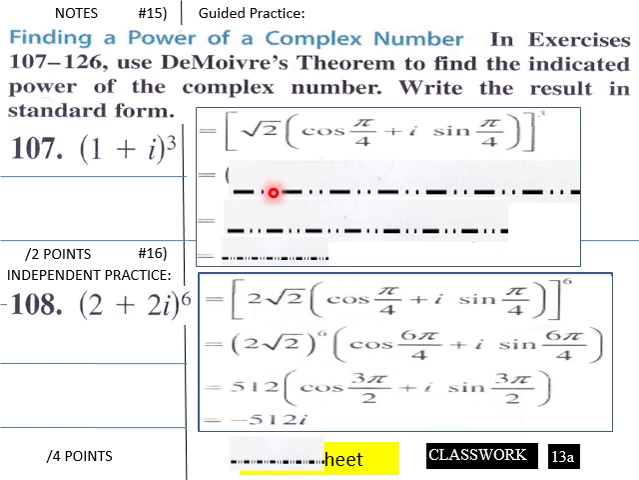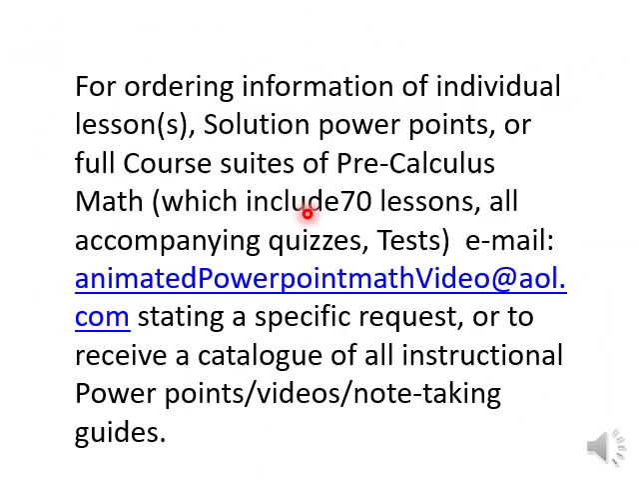So that's your independent practice. Up here, well, let me finish. Negative 512i. Let's see here, how do we get that? Cosine of 3 pi over 2 would be 0, and sine of 3 pi over 2 is negative 1, so we have negative 512i for this power problem here. Up here, you have to do that on your own.